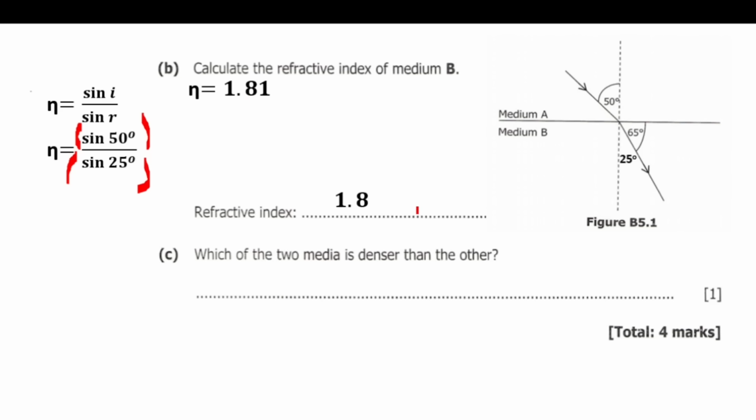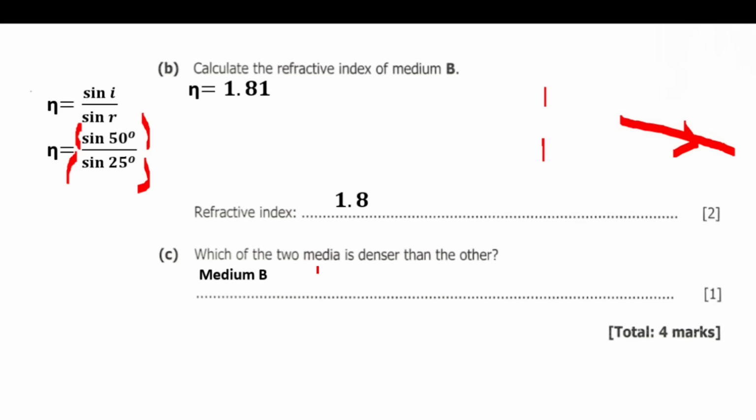8 as your answer. Then C, they are saying which of the two media is denser than the other. So we have medium A and medium B. Which one is denser? Of course, it is medium B. The reason being is that when a ray of light is traveling from a less dense medium to a more dense medium, it refracts towards the normal. And this one has refracted towards the normal, which means medium B is more dense. If it was less dense, this ray, after reaching this side, should have gone that way, refracted away from the normal.